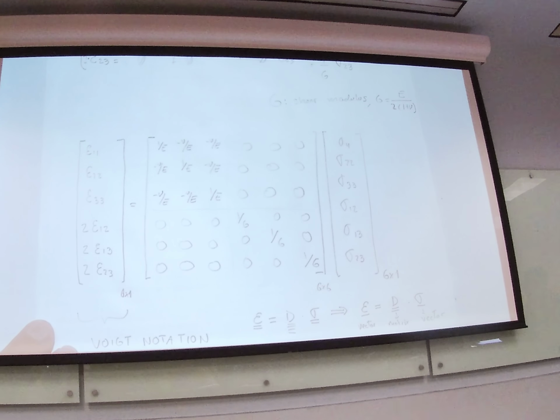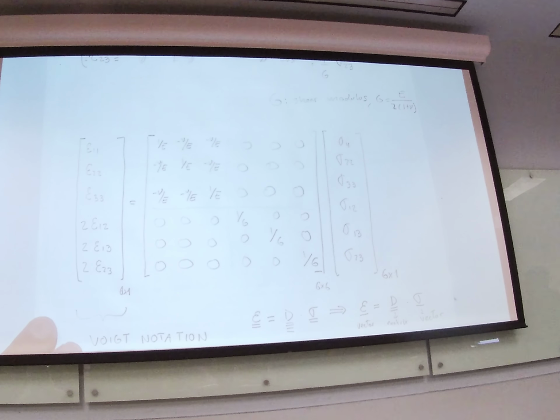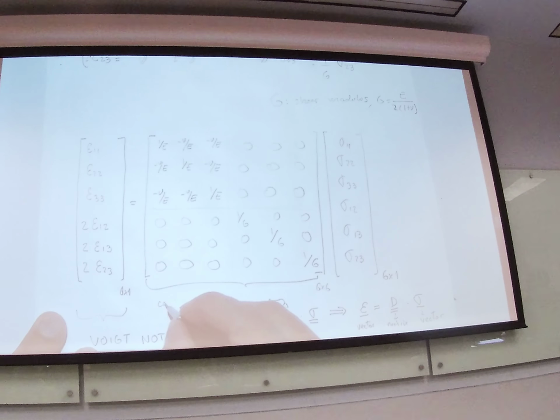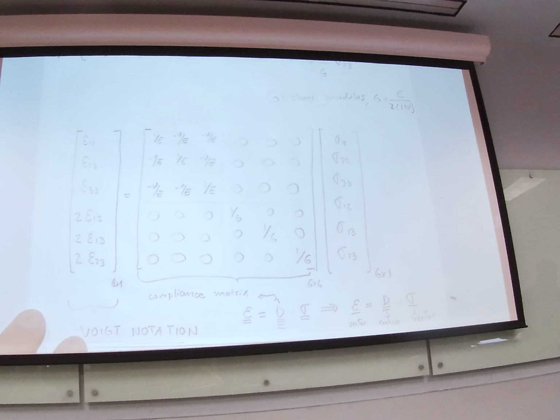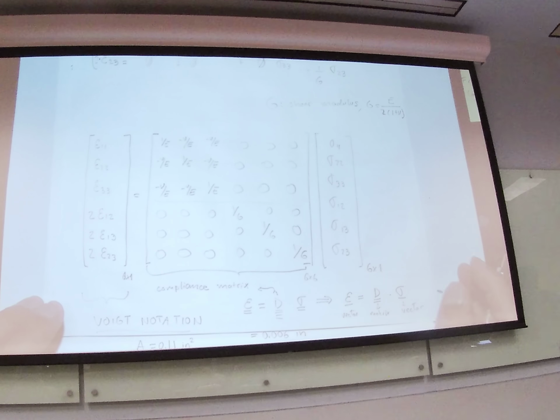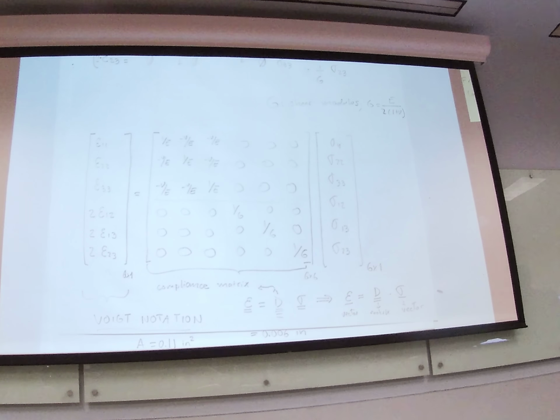One more thing over here. This matrix actually has a name, and this entire thing, this D, is called a compliance matrix. And we're going to see the opposite of that compliance matrix now.